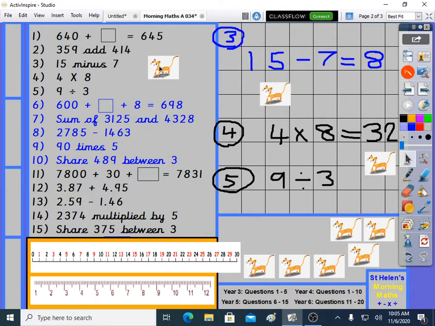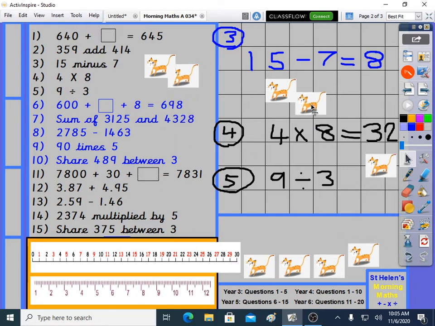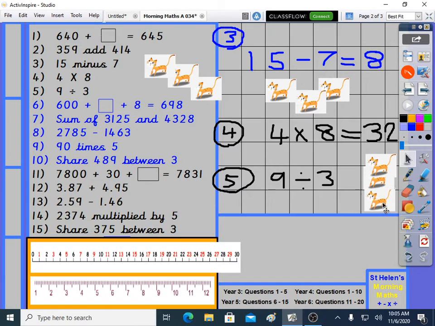Up here. So I've got 1 group, 2 groups, 3 groups. Share them out fairly, as we always do. It's equal sharing, isn't it? And you can see every group has 3 cats in it. Because the answer is 3. 9 divided by 3 equals 3. That's year 3 done.